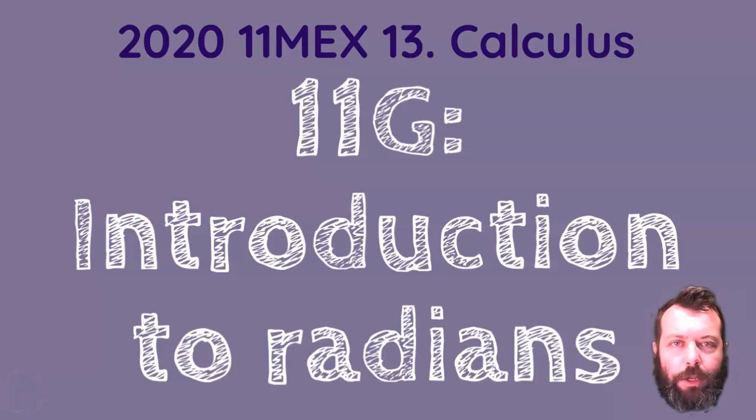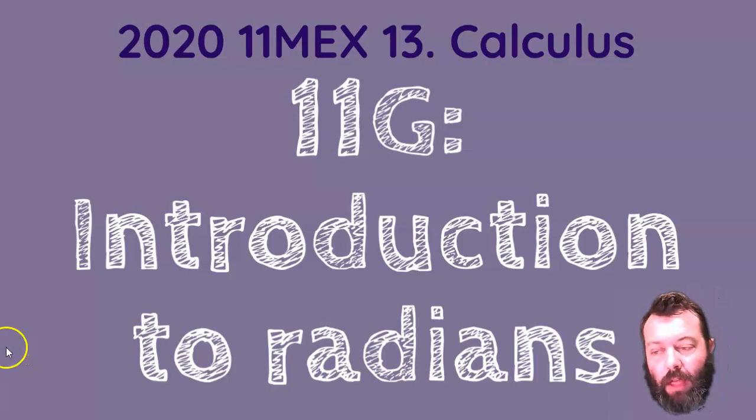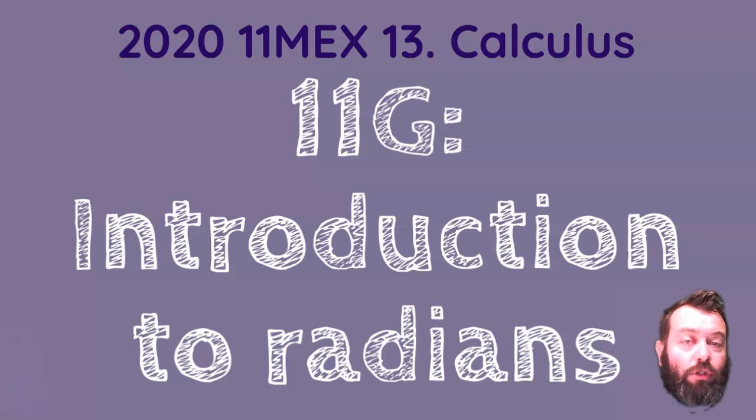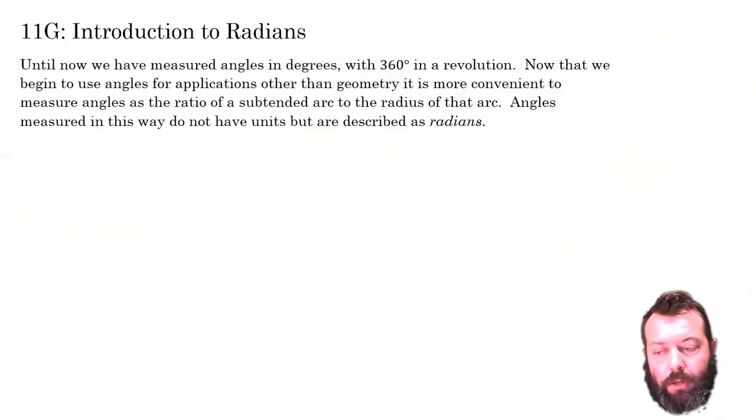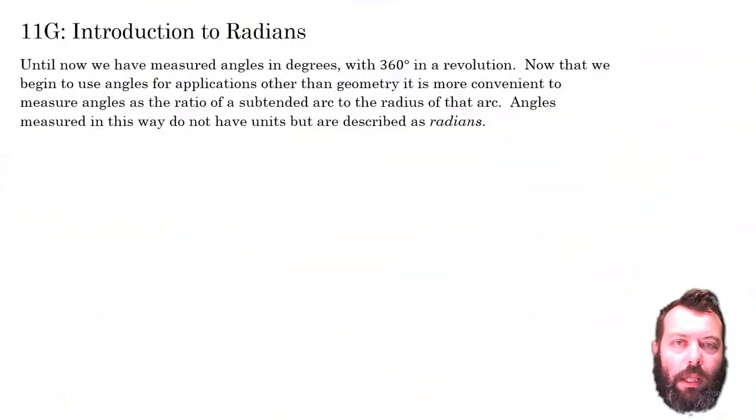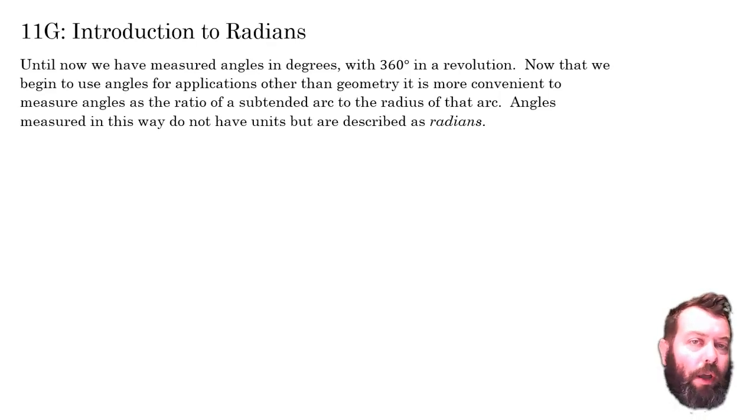We're going to leave exponentials behind for now and move back to trigonometry. We're going to start that with an introduction to radians. Radians are a different way of measuring angles as opposed to degrees. For the time being, all we really need to know is that there are 2 pi radians to a revolution. So instead of 360 degrees, 2 pi radians.